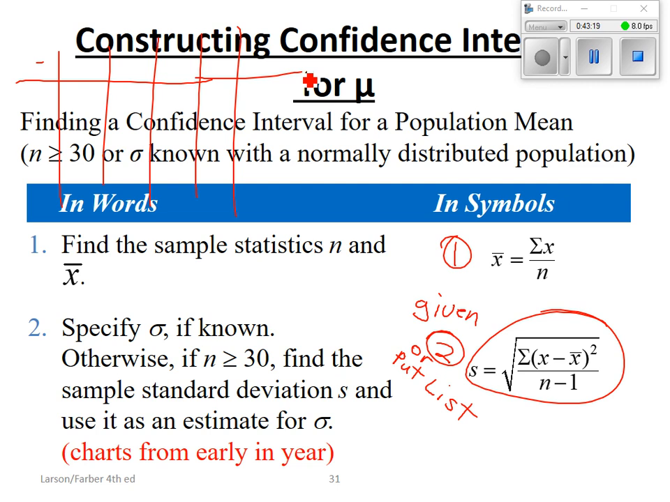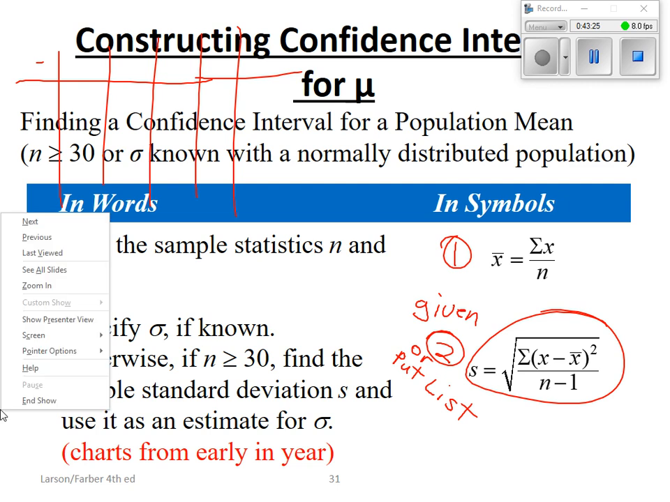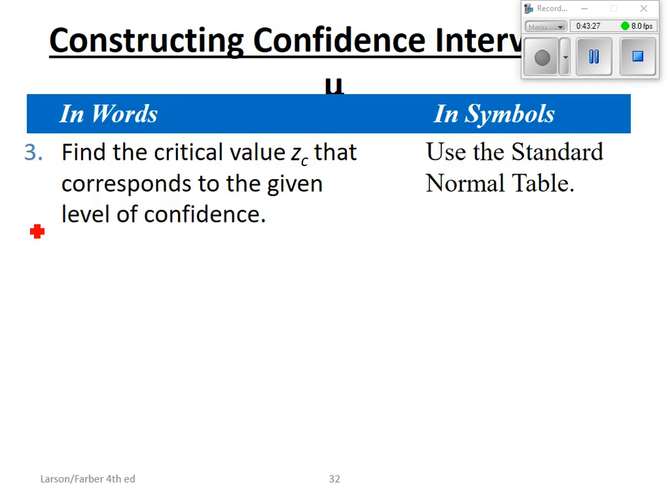So once you find X bar, once you find S, third step, find your critical values. Use that standard normal table, or most of the time it's just gonna be that little chart.